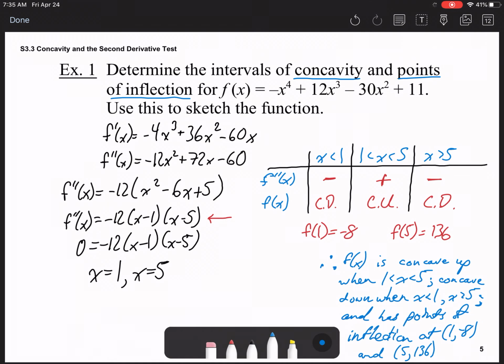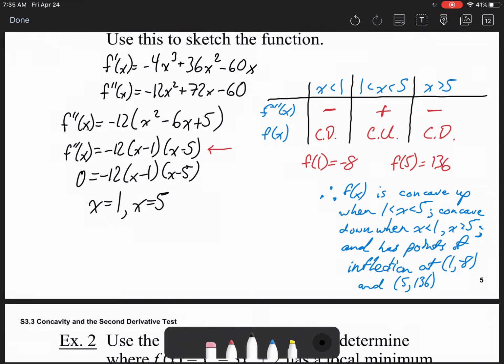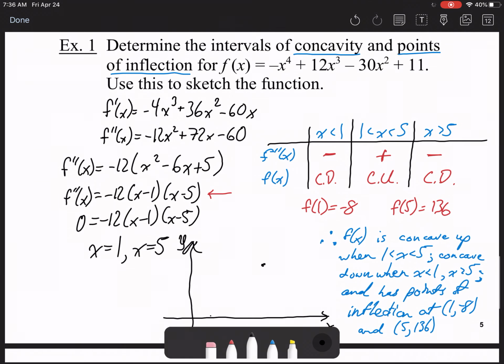Alright, so let's draw a little sketch of what this looks like. So it looks like we're only in the positive x values, but we're having negative and positive y values. Okay, so y, x, (1, -8), so 1 and -8 is down here. 5 and 136, way up here, let's say. The original function is a quartic, opening downwards.